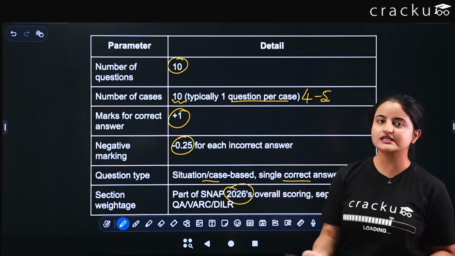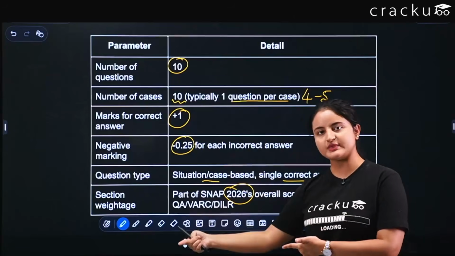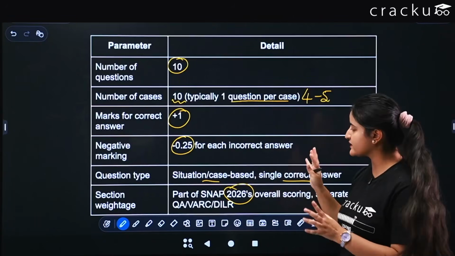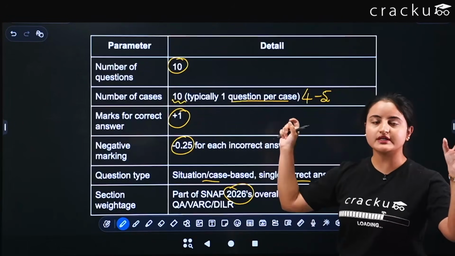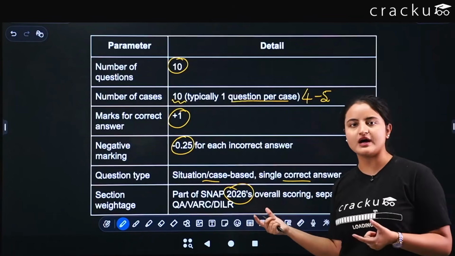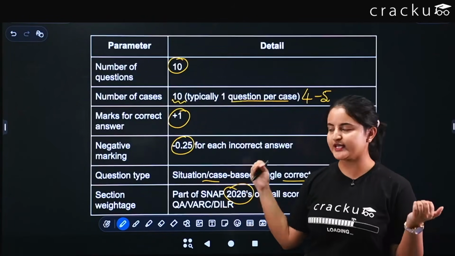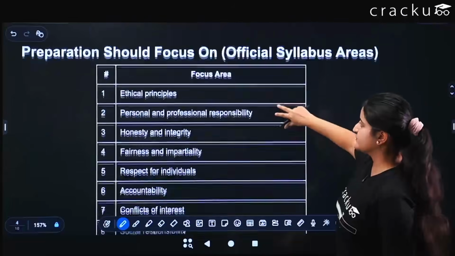This is a distinct section. Like we have decision making in XAT, we have this ethical sort of topic, a distinct section in SNAP from now on, from 2026. Okay, so this is the structure.